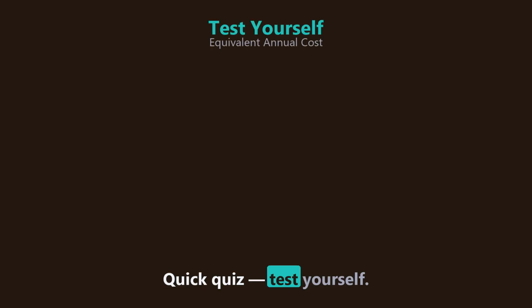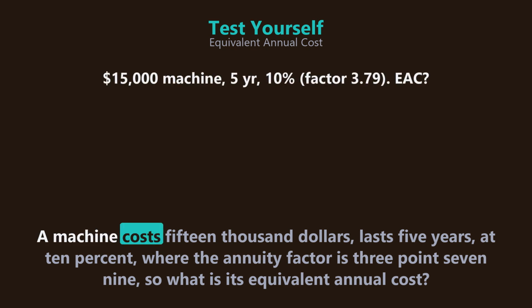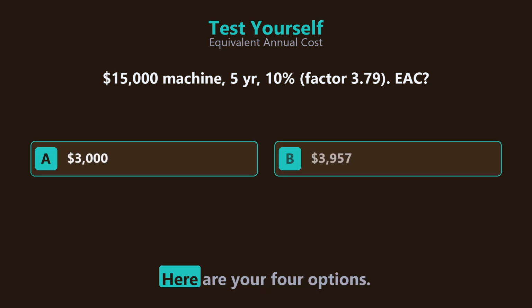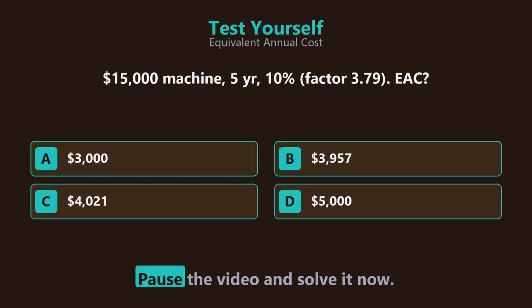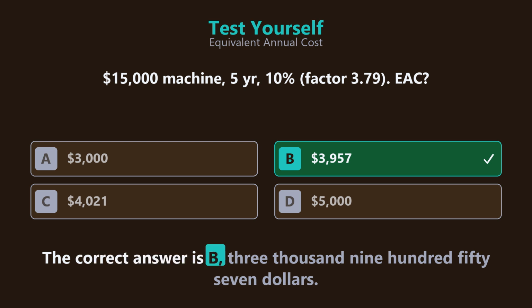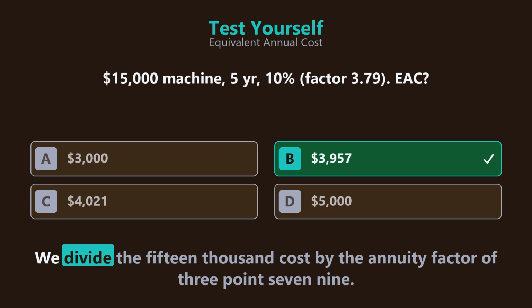Quick quiz, test yourself. A machine costs $15,000, lasts 5 years, at 10%, where the annuity factor is 3.79, so what is its equivalent annual cost? Here are your 4 options. Pause the video and solve it now. The correct answer is B, $3,957. We divide the $15,000 cost by the annuity factor of 3.79.